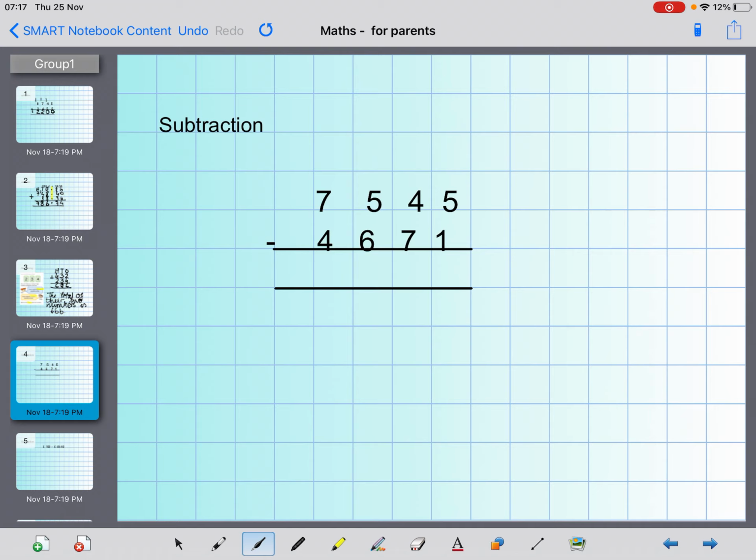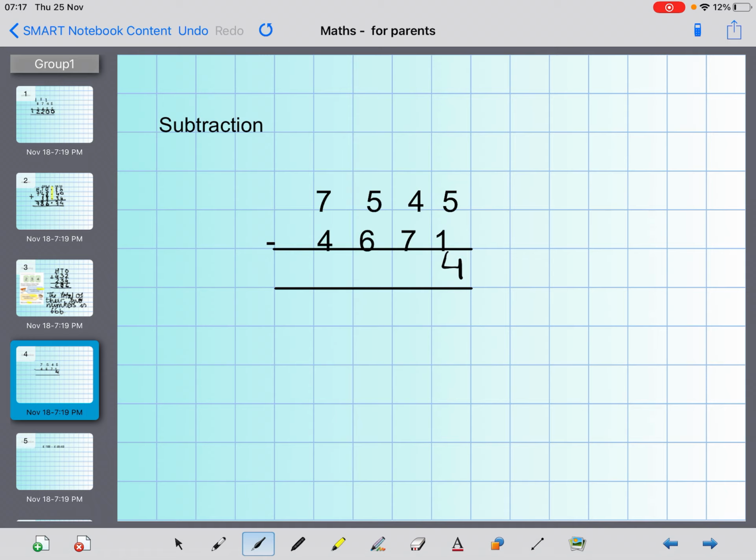Again, in subtraction we lay out our question in the column method. We make sure to start with our smallest value, which is in this case our 5 and our 1. So 5 take away 1 is 4. Moving on to our next column, we have 4 take away 7. We need to remember that we cannot take away a bigger value from a smaller value. If I've got 4 apples, I can't possibly give someone 7. So in this case, we need to exchange.